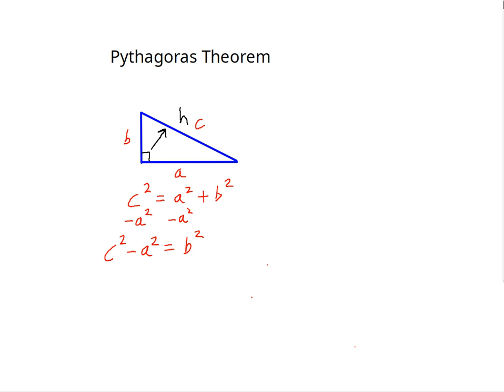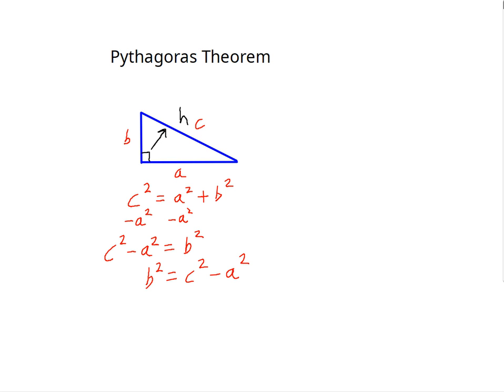And then I'm just going to flip that round because it's always easier if our subject is the first thing that we're looking at. So it's B squared equals C squared minus A squared. So what that tells us is that if we know the lengths of C and A, then we can work out B. And it doesn't matter which way round we labelled up A and B. Remember that from last week as well.